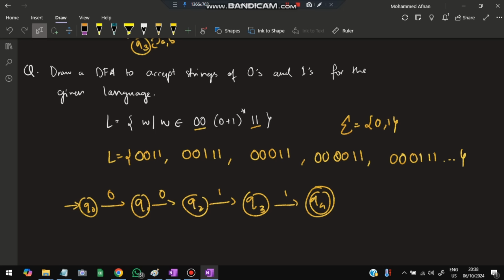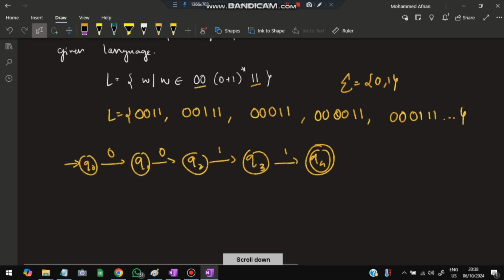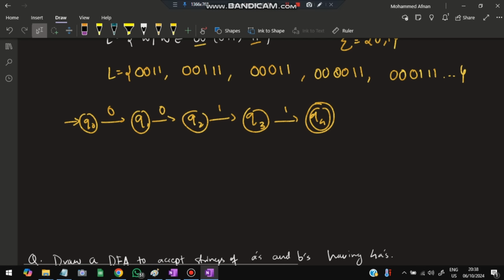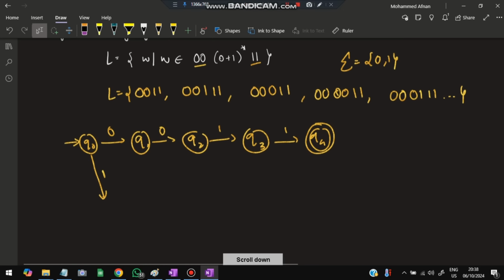So here Q0 on 0 is defined. If it is 1, what should happen? See, the start is 00 and the end is 11. There is no other option here. So 00 should be the start. From here and here, we cannot have any other state. Only 00 should be there. If any other state comes, it will go to the dead state. If it tries to start with 1, it should not be accepted because the start must be 00.